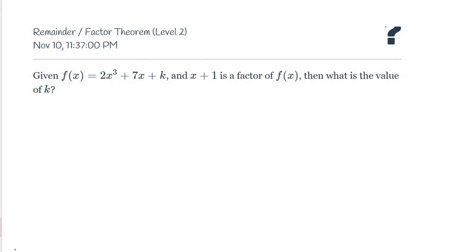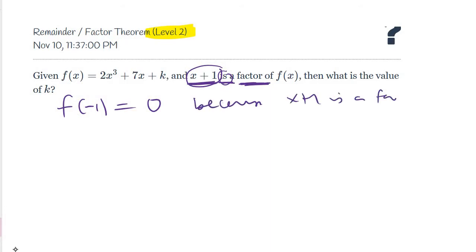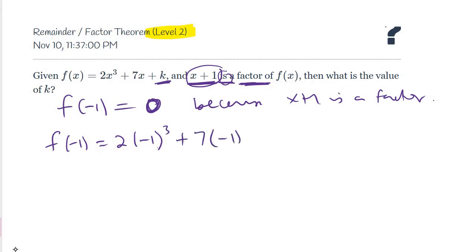Level 2 has a little bit more steps. In this level, you are told that a particular binomial is a factor, and we're going to use that fact. That means that when we plug in f of -1, we must get 0, because x plus 1 is a factor. That will help us to find this k because we're going to set it to 0. All right, let's plug in -1. So f of -1 is 2 times -1 cubed plus 7 times -1, and then plus k.